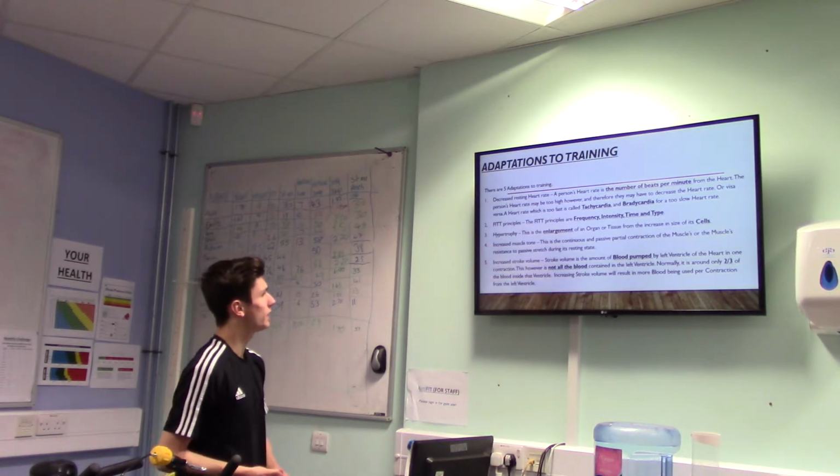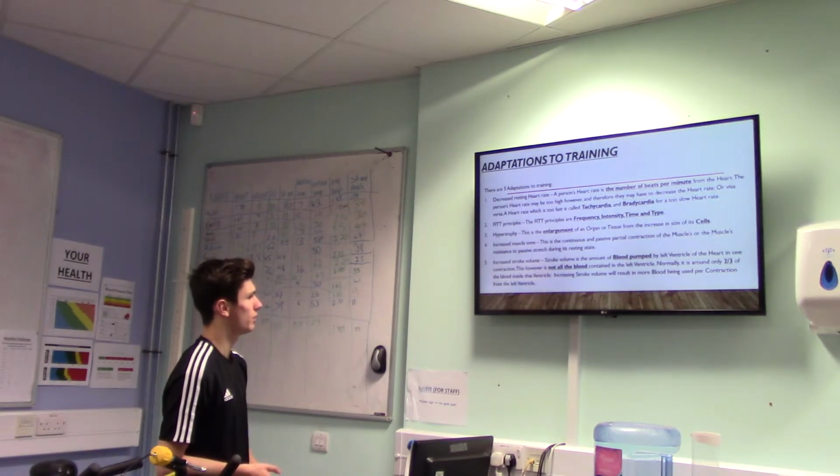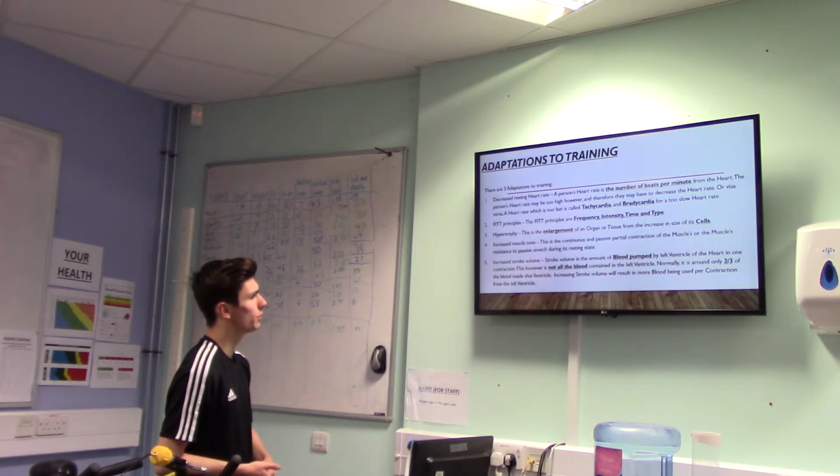There are 5 adaptations to training as well. You have decreased resting heart rate, FITT principles, hypertrophy, increased muscle tone, and increased stroke volume. Decreased resting heart rate is when a person's heart rate is the number of beats per minute from the heart.